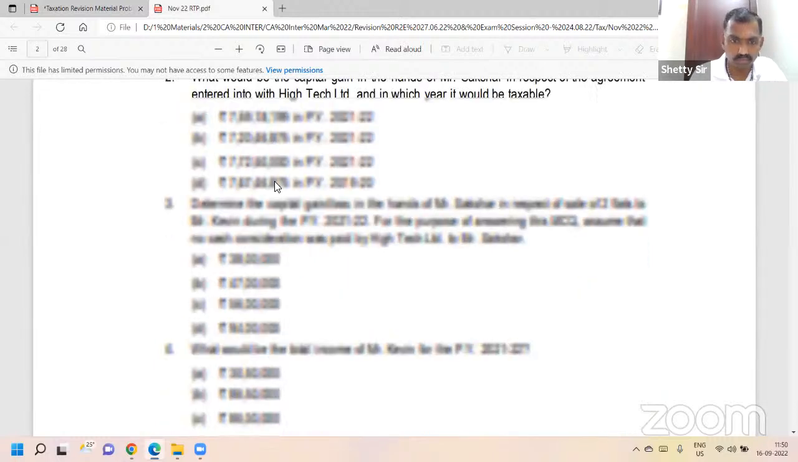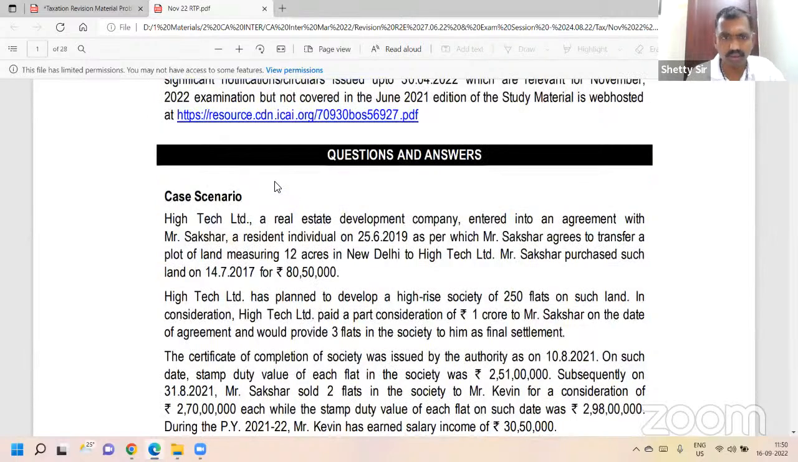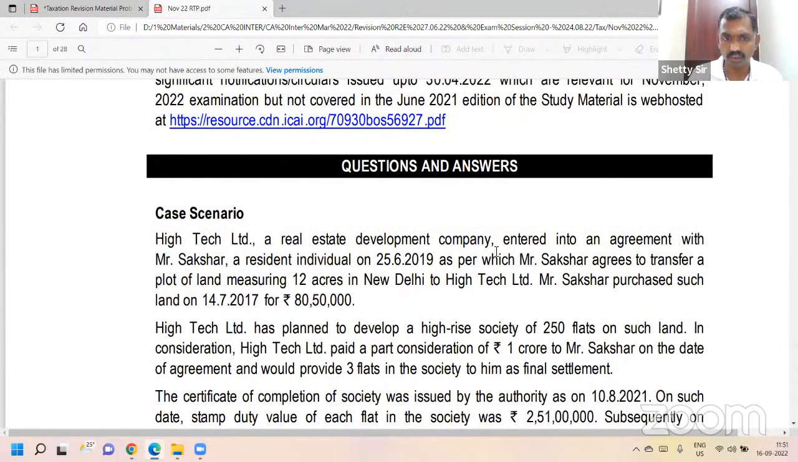Mr. Sakshar, 12 acres of land in New Delhi. 12 acres of land in New Delhi, purchased on 14/7/2017 for rupees 80,50,000. Is it visible? Share screen? Yes, sir. Okay.